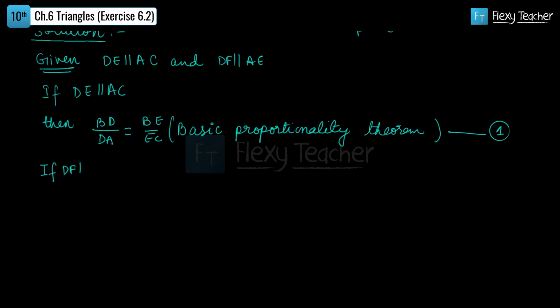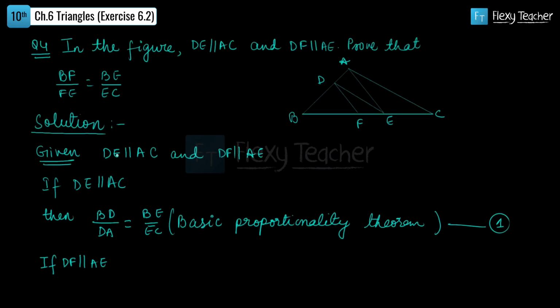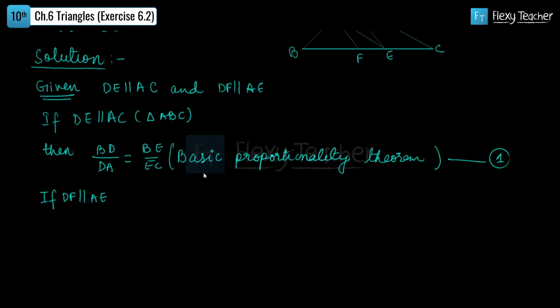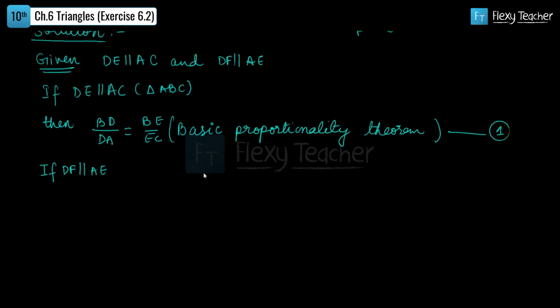DF is parallel to AE. Okay, friends, before we do this, let us understand one thing here. When we talk about DE is parallel to AC, we are talking about triangle ABC. And when we are talking about DF is parallel to AE, in that case we are talking about triangle BAE. So this is for triangle ABC, and DF is parallel to AE is for triangle BAE.